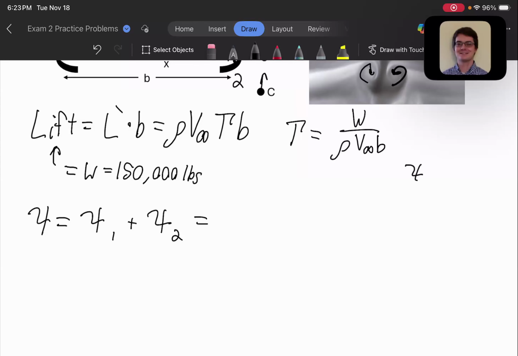Okay, so stream function equals negative gamma over 2 pi ln of r. Wait. Gamma over 2 pi times ln of r. Okay.